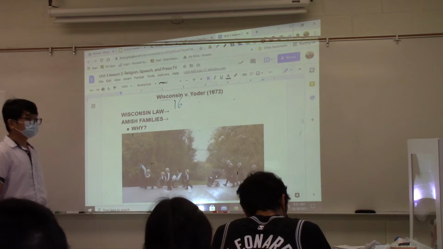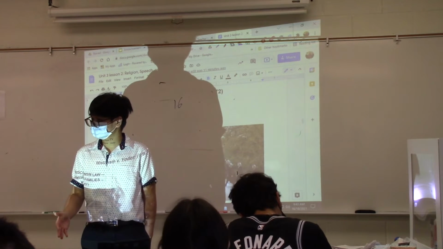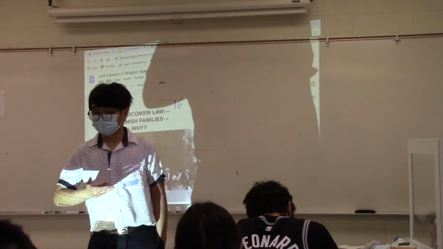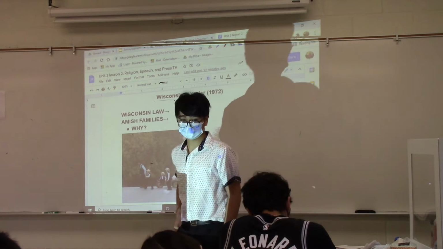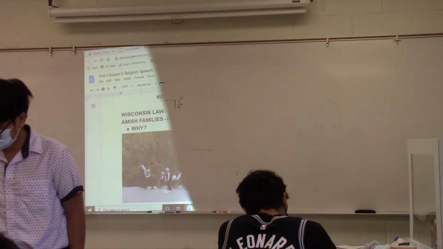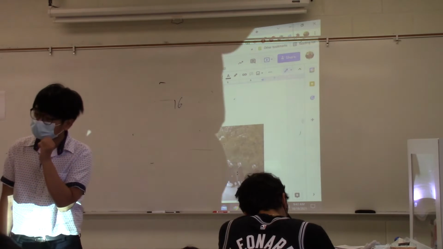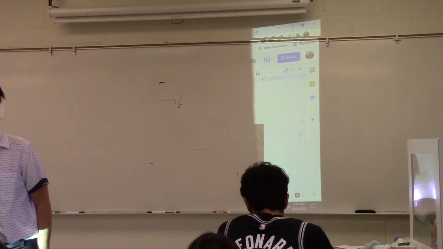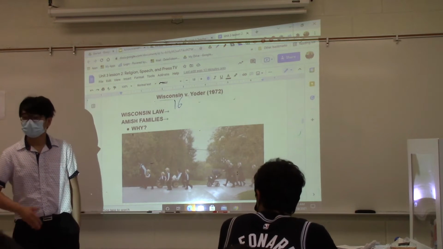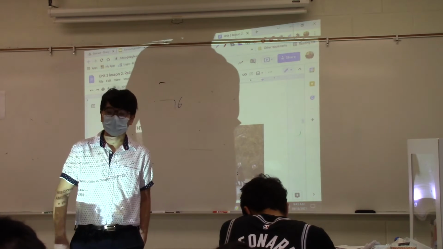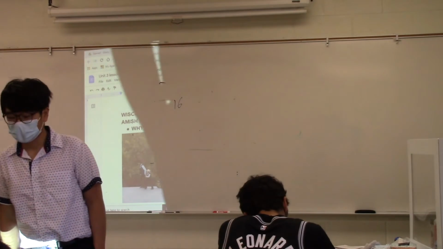The Amish that live in Wisconsin, Amish are religious groups, they're very anti-technology. They pretty much raise their kids like they raised them in the past. Very religious, very conservative. Amish families did not want their kids to attend public schools past the eighth grade. They believed that high school education conflicted with their values and their beliefs, their religious values and their religious beliefs, and the way that they would want to raise their kids under their religious beliefs.